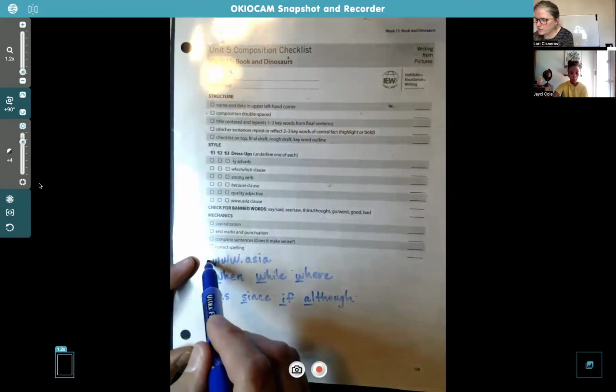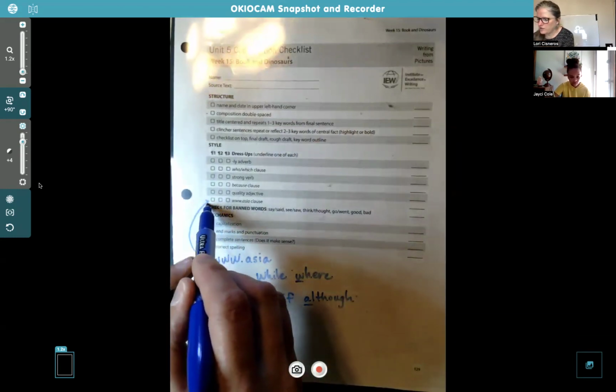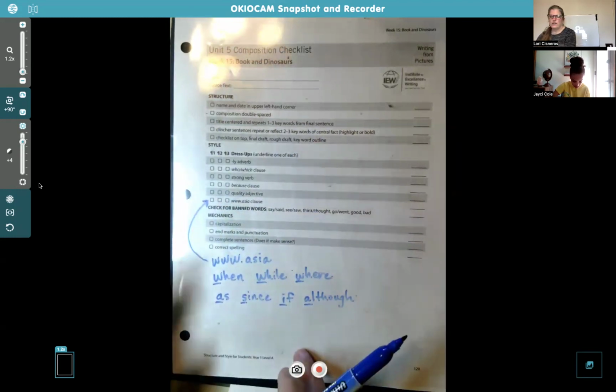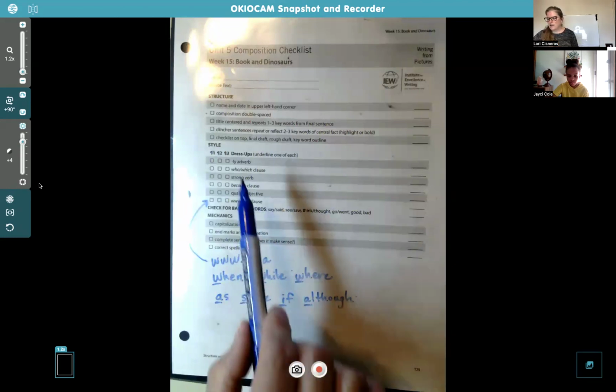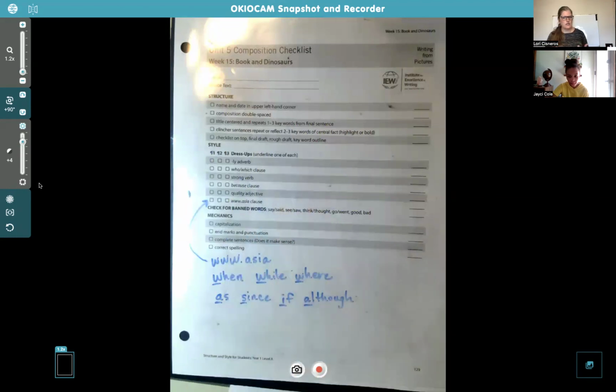And the other thing I just want you to do is draw an arrow up here to remind you that when you get to that part of your checklist, make sure you use one of these words in your sentence. It does not have to be the first word, okay? It can be anywhere in the sentence, but you do have one more word to underline. So this is added now to your list. You're going to have six to underline in each paragraph, okay?